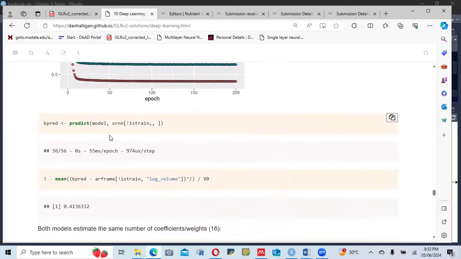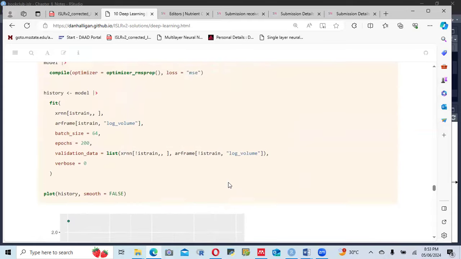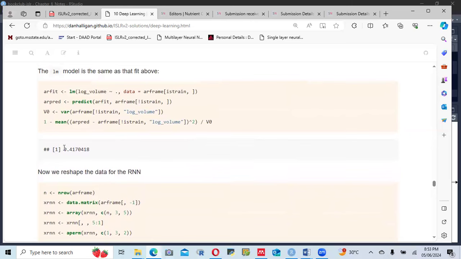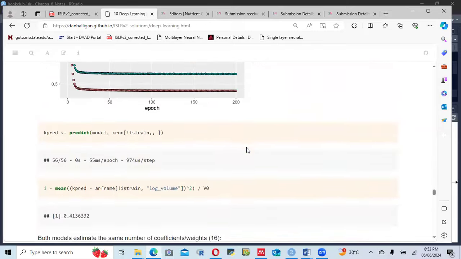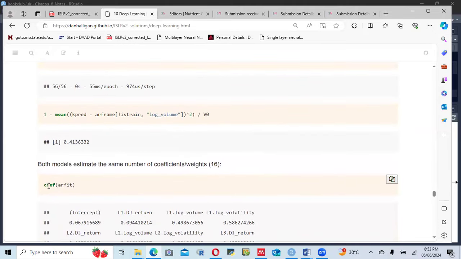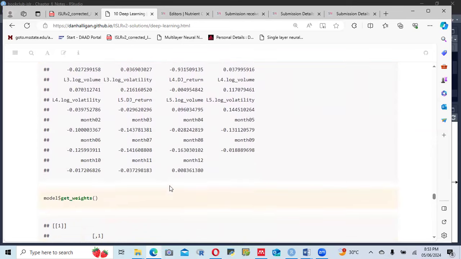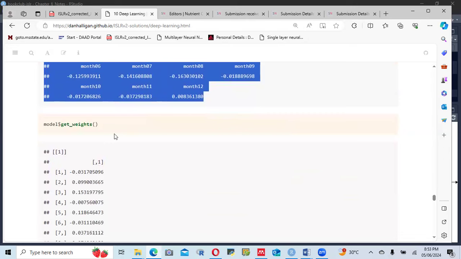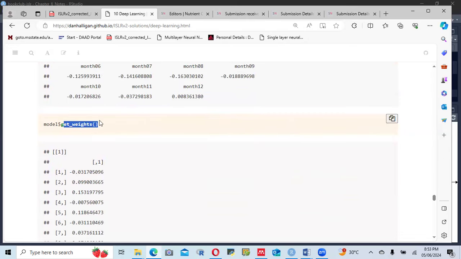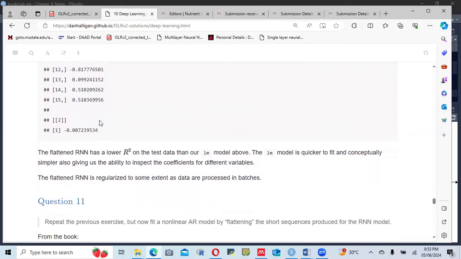When we now run the predictions, we look for the mean value. So here we are now having 0.41363. We can see that both models estimate the same number of coefficients per weight. So here we are having 0.41, and here 0.417. We can see that both the LM model and this other model give us the same value. If you look at the coefficients of AR fits of our model, these are all the coefficients from that model. Then we get the weights from the model. These are all the weights we can get from the model.